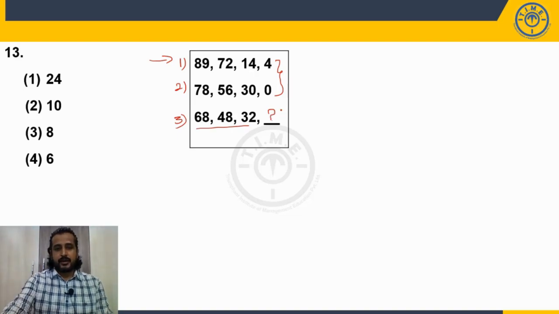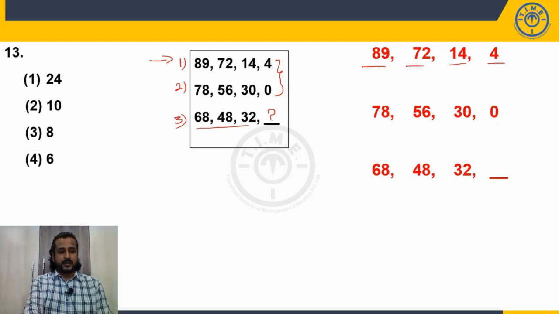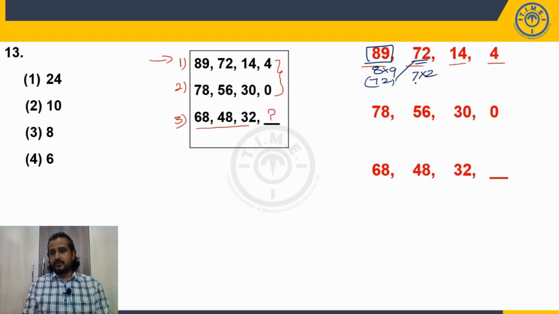Okay. Now let us identify the logic in the first series. 89, 72, 14, 8. What could be the logic? Tell me. 89, 72. Can I say that 8 into 9, the digits are multiplied, 8 and 9 to get the 72. 8 into 9 is 72. The same is taken here. Okay. And what are the digits here? 7 and 2. So 7 into 2 is 14. The same 14 is taken as the next number. Now 1 and 4. What are the digits here? 1 and 4. 1 into 4? 4. Perfectly matching. The same number is taken here.